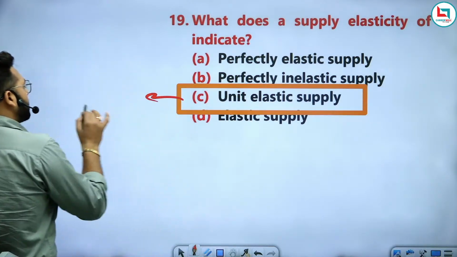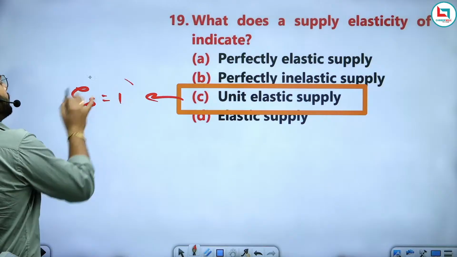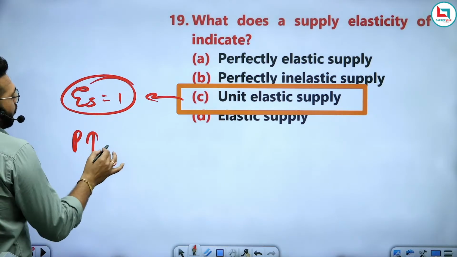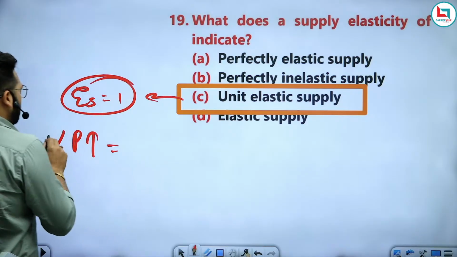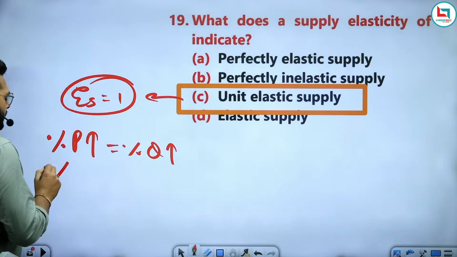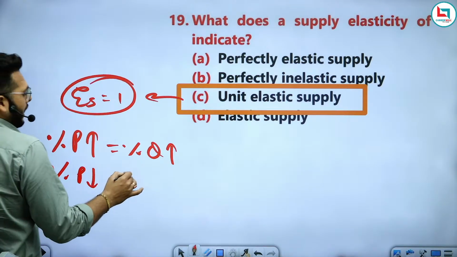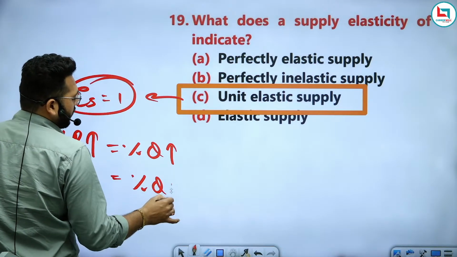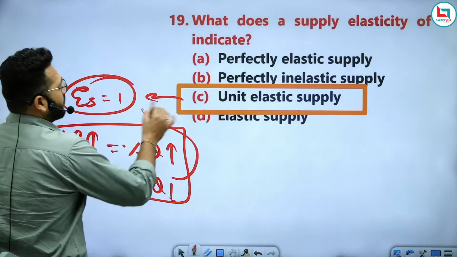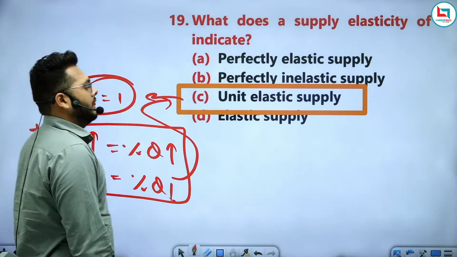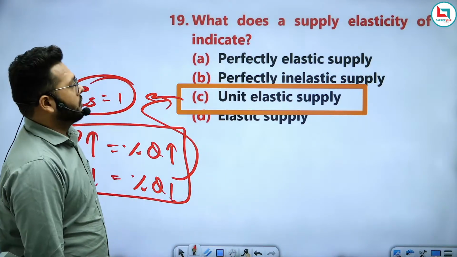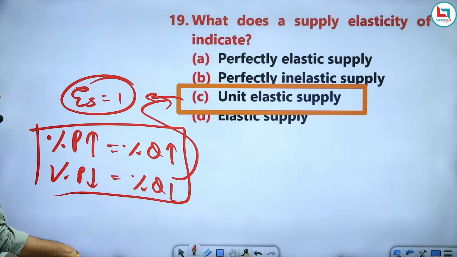As you all know, what does unit elastic mean? When ES is equal to 1, the percentage change in price will be exactly equal to the percentage change in quantity. If the percentage change in price decreases, the percentage change in quantity will also decrease by the producer exactly equally. This is the situation of unit elastic, where ES is equal to 1. So this will be your right answer.